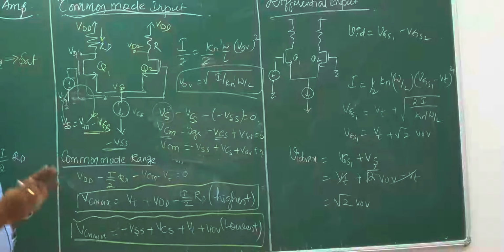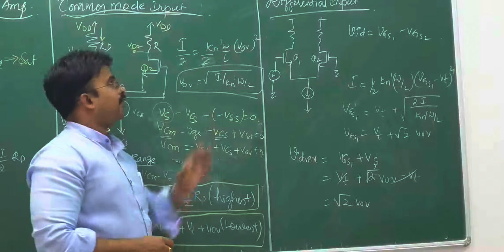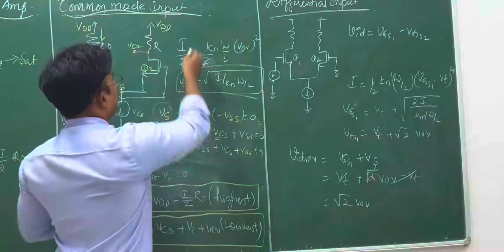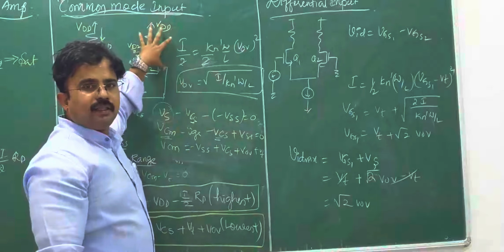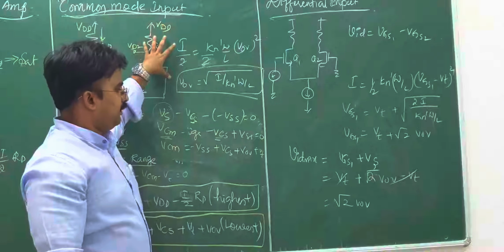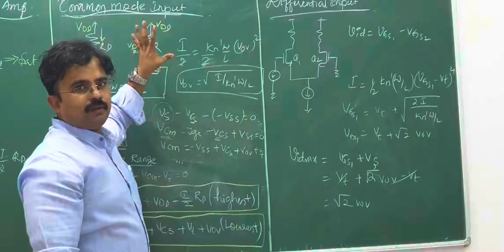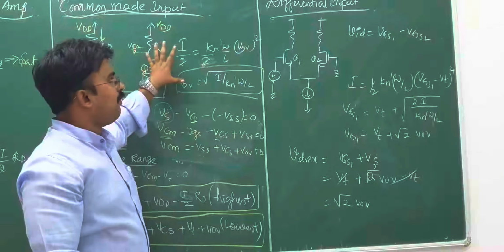So the final indication is that for a common mode input, the output of the circuit is 0, indicating that the circuit rejects the common mode input voltage. Okay, common mode signal. So to be precise, it rejects the common mode signal.